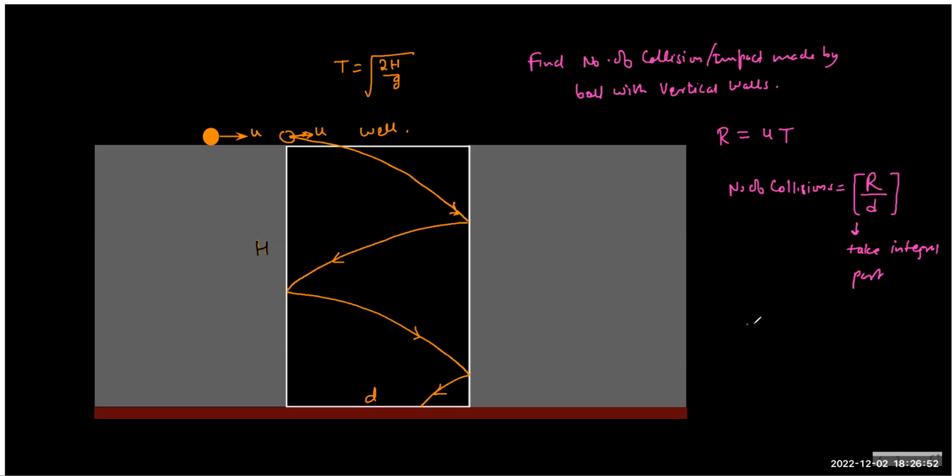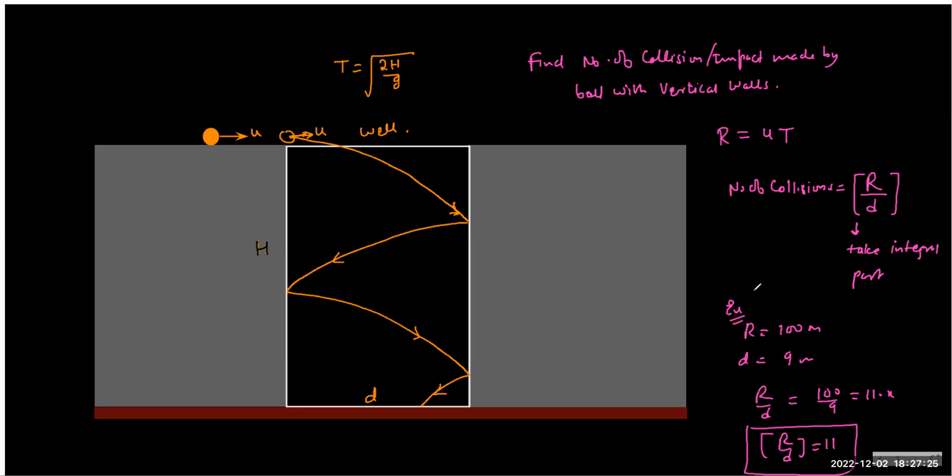Let's see if R is 100 and D is 9 meter. R by D will be how much, guys? 11 point something, right? So the integral part is how much? 11. So we say there are 11 number of collisions. Understood?